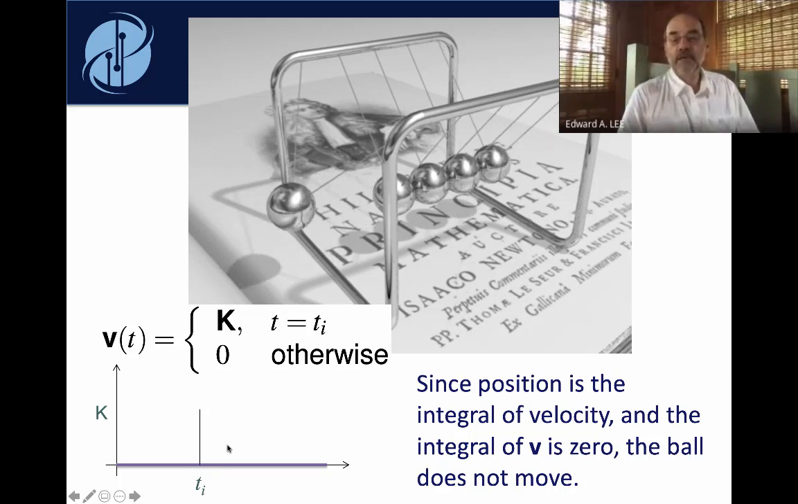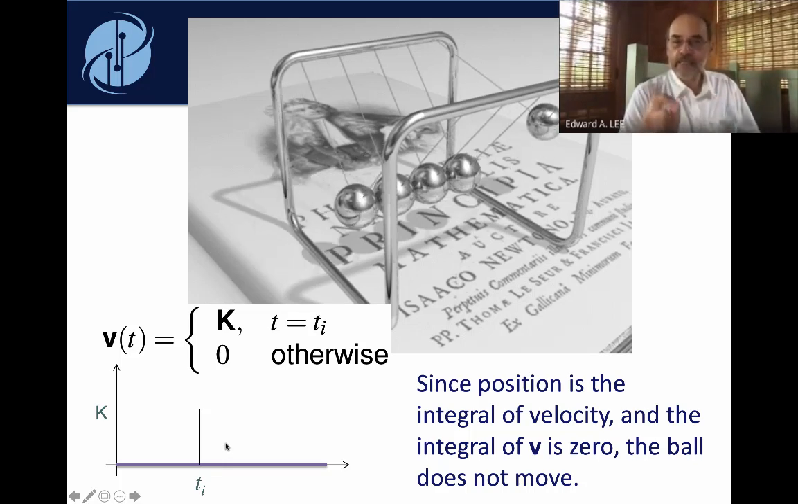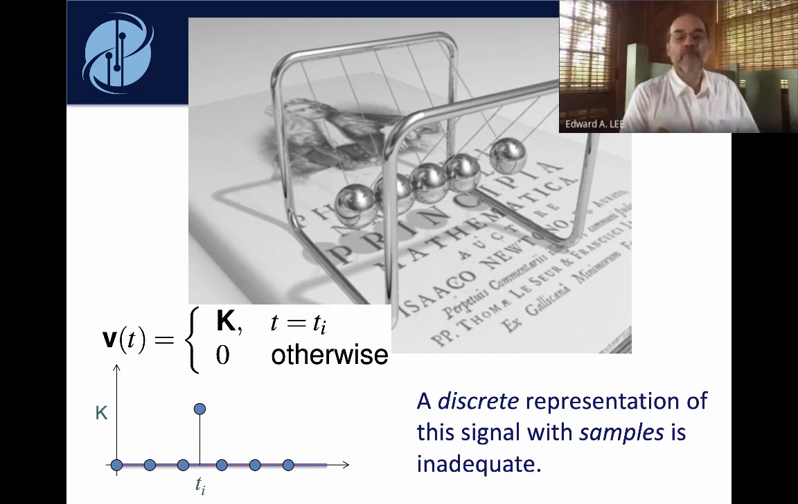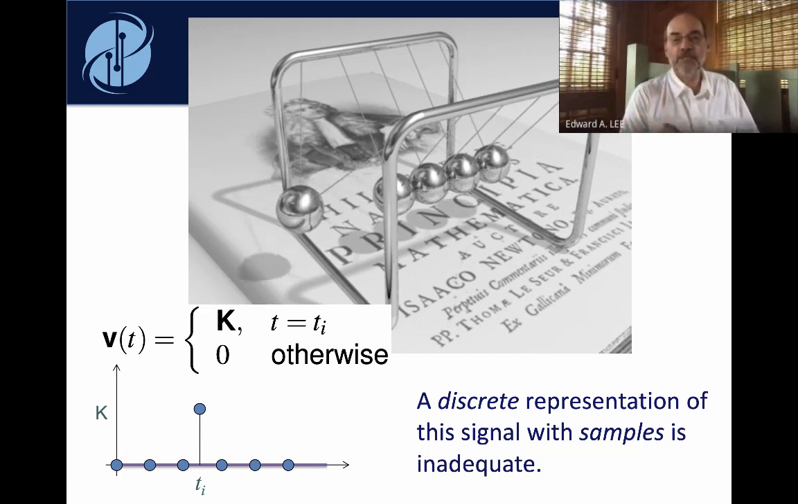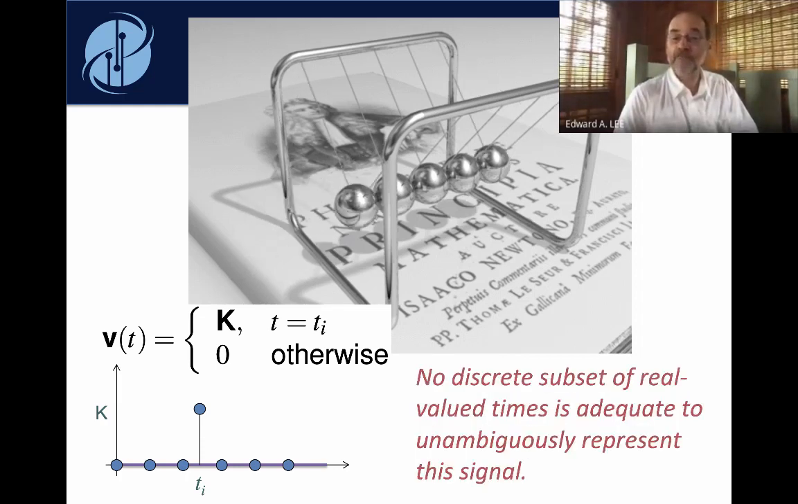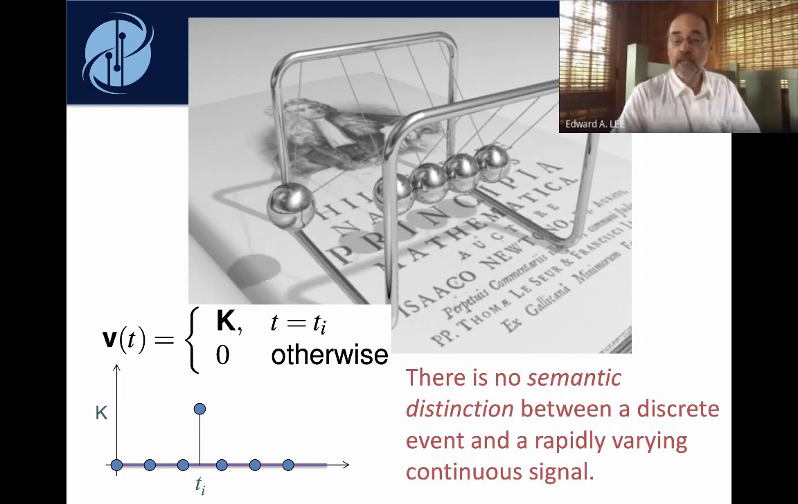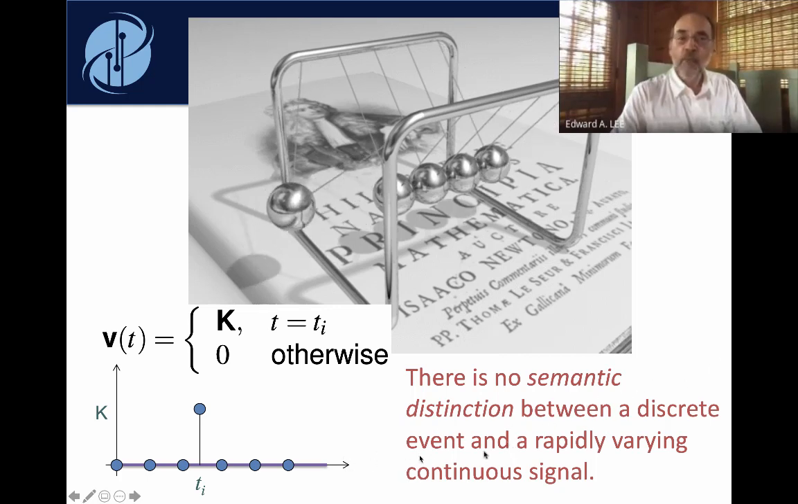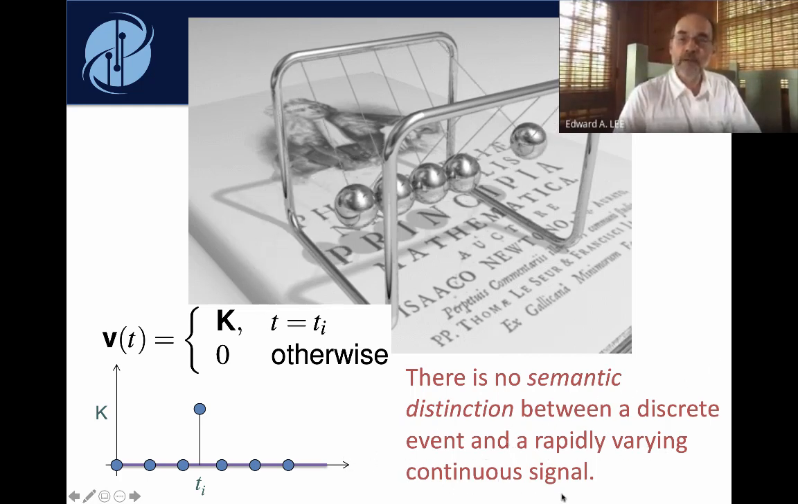But any discrete representation of this will actually be ambiguous. No matter how you do it, you can prove mathematically that every discrete representation of this is ambiguous. You can't just use samples to represent this. The problem here is that there is really no semantic distinction between a discrete event and a rapidly varying continuous signal. And in Ptolemy II, we do make that semantic distinction.